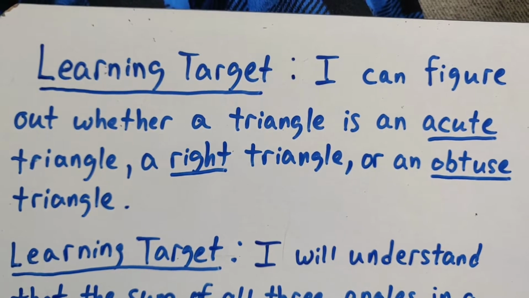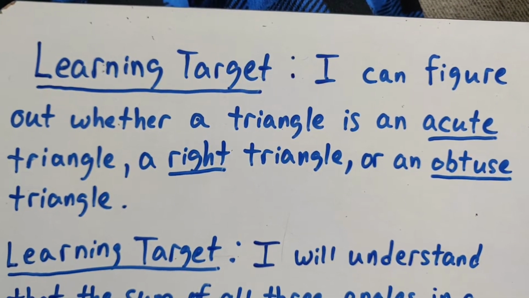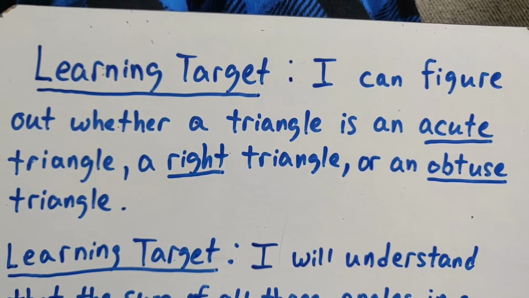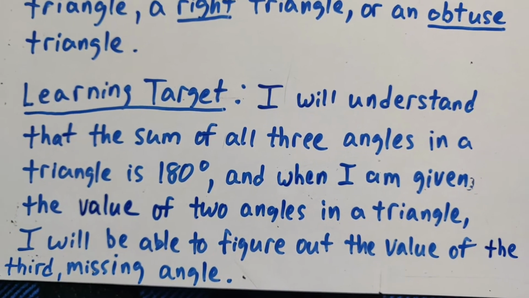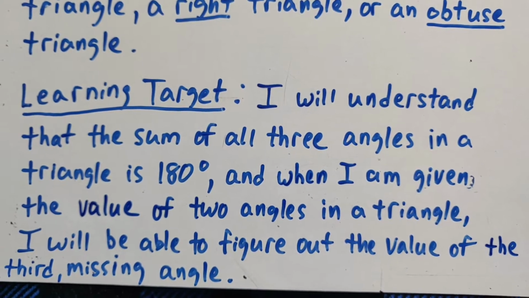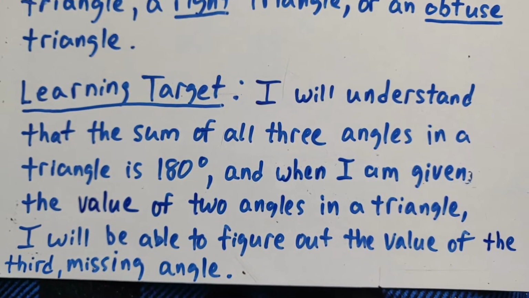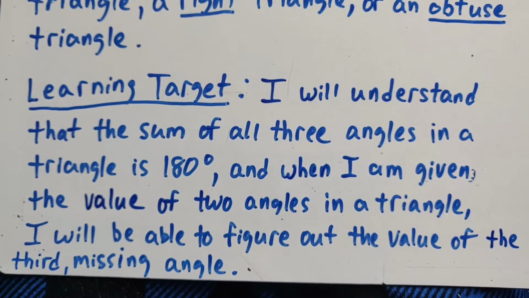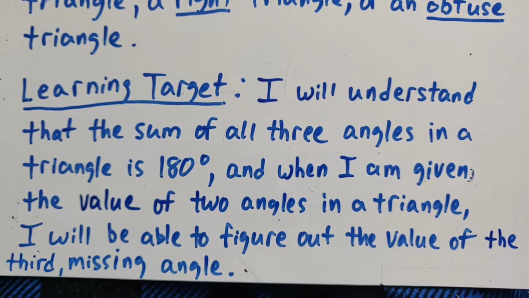And figuring out whether a triangle is acute, right, or obtuse is going to be very similar to how we figured out whether angles were acute, right, or obtuse in the last lesson. Our second learning target is I will understand that the sum of all three angles in a triangle is 180 degrees. And when I am given the value of two angles in a triangle, I will be able to figure out the value of the third missing angle.